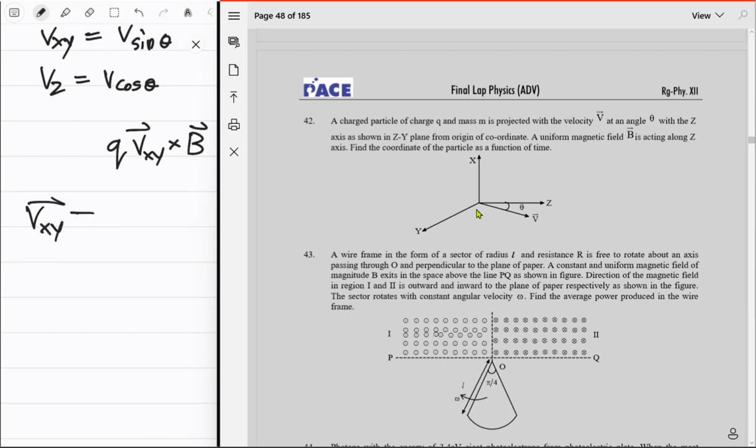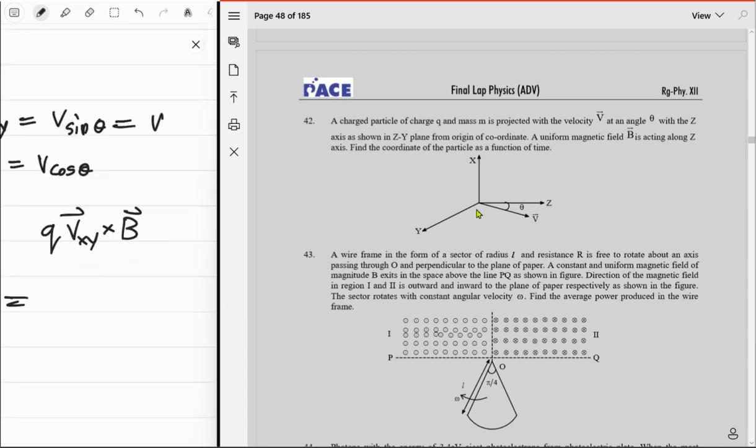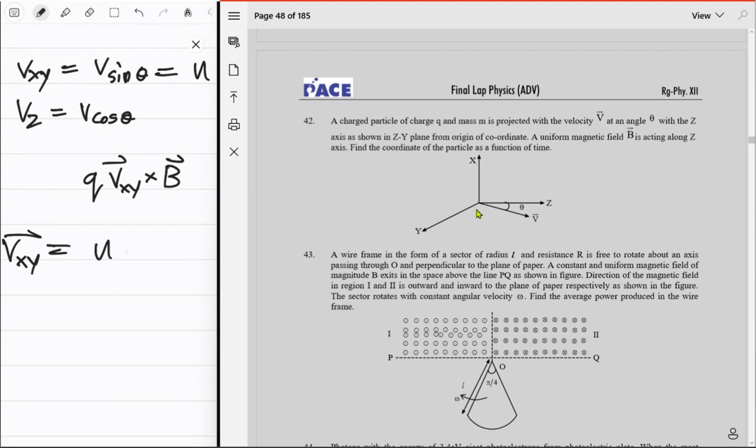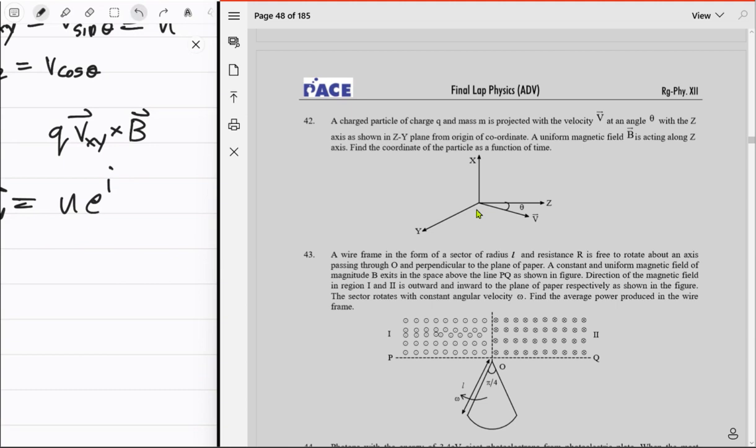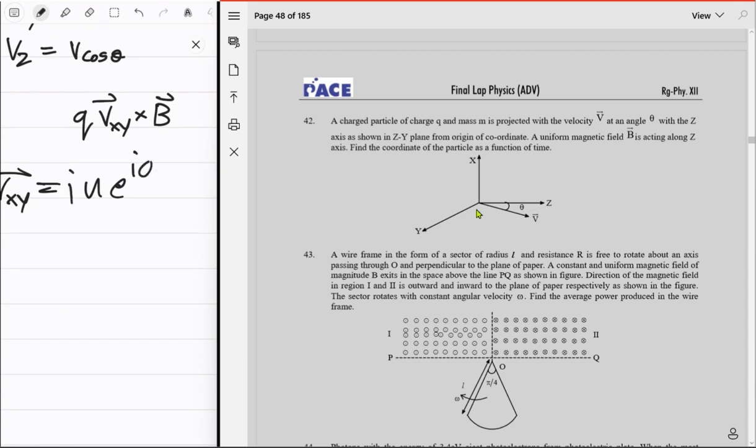So v_xy is what? Let me call the speed u for now. It's just u cosine... oh, what am I doing? Just u e^(iθ). So what was theta initially? Just along the y axis, so you put an extra iota in it, right? Just iota u e^(iθ), I believe, so at theta equal to 0 it is that, right?